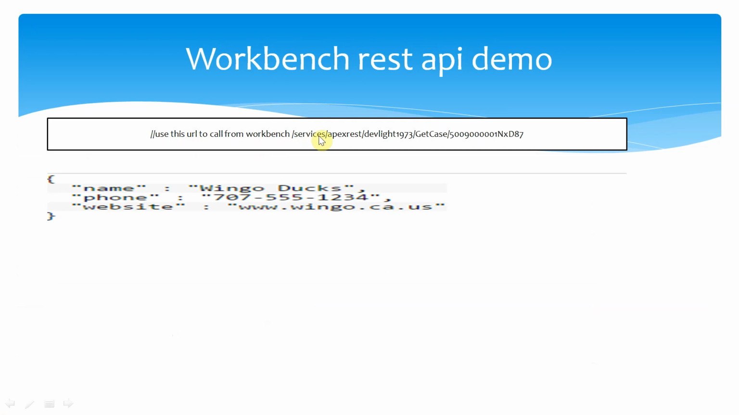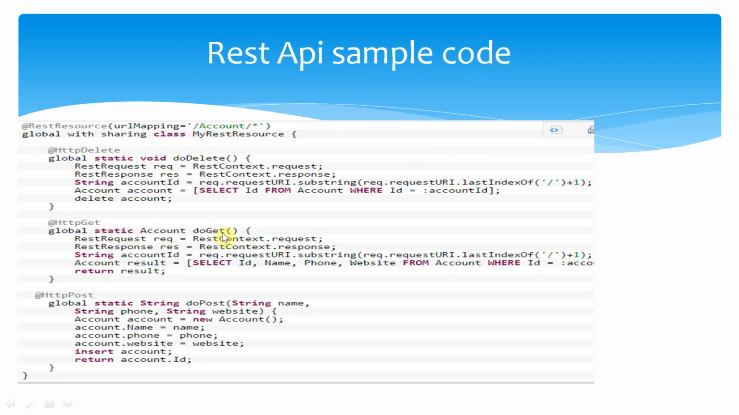Now in the workbench, how do you actually invoke this? Suppose you want to create a record. What you will do is say services apex rest, the full production URL in your case, which you are exposing, services apex rest devlite 1973. You can ignore that. Get case or the URL name, that is do get.